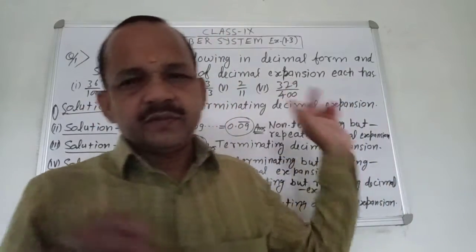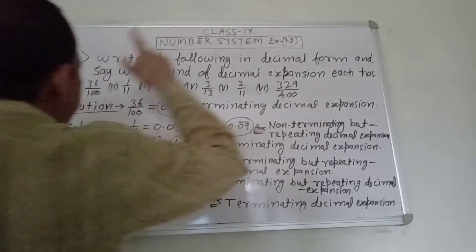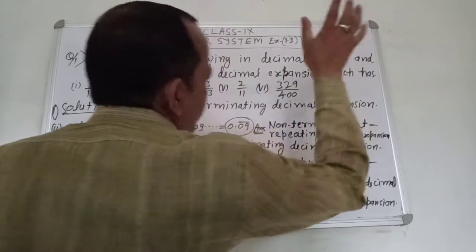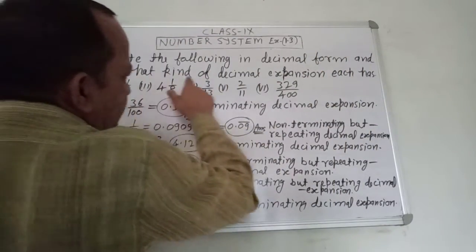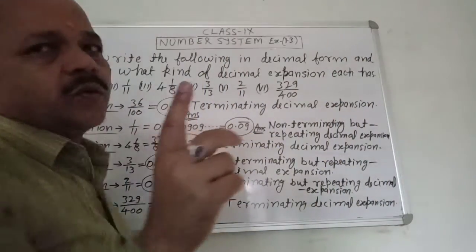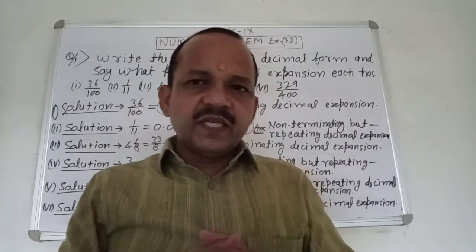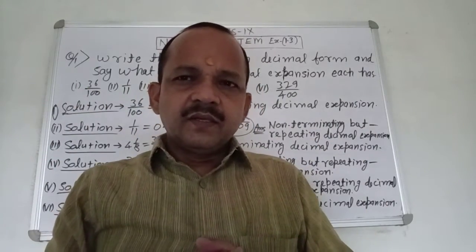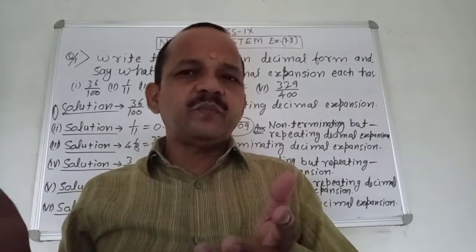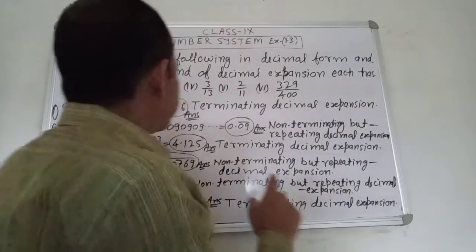See the board. Number system, exercise 1.3, question number 1. Write the following in decimal form and say what kind of decimal expansion each has. Clear? Question is clear. You find the decimal expansion of fractions. They are terminating or non-terminating but repeating. Clear? No suspense. See the board.